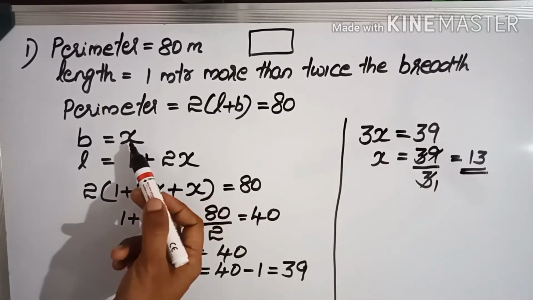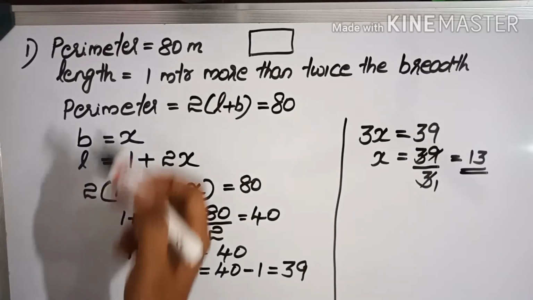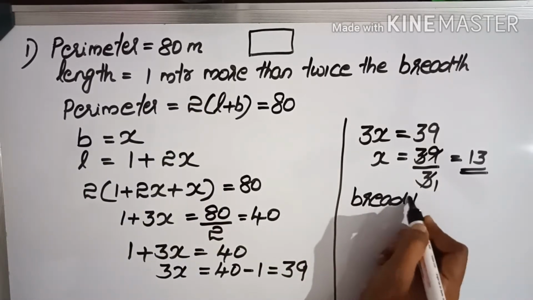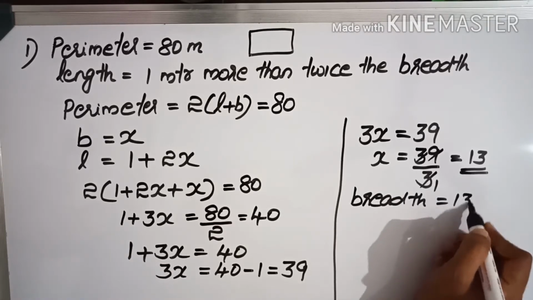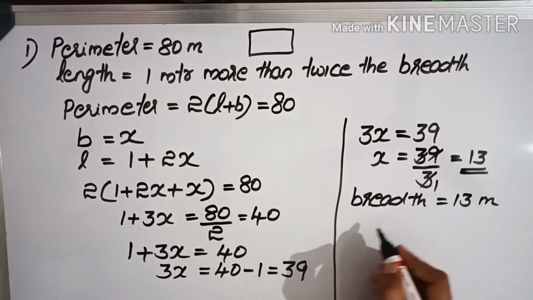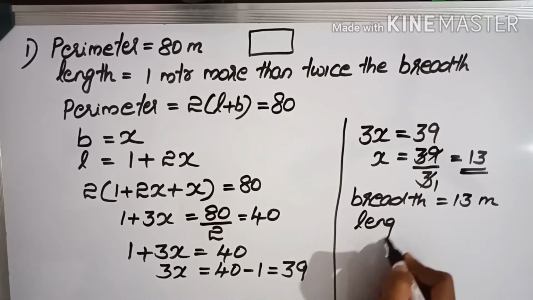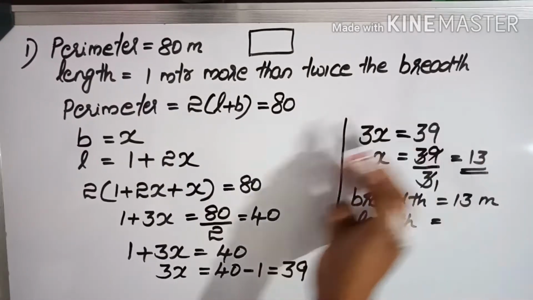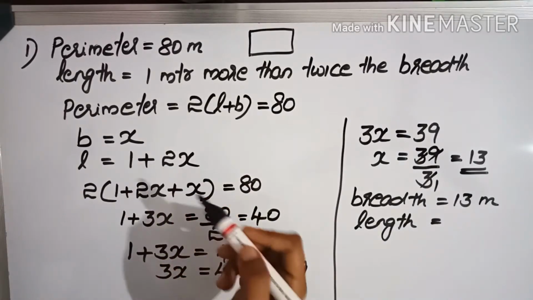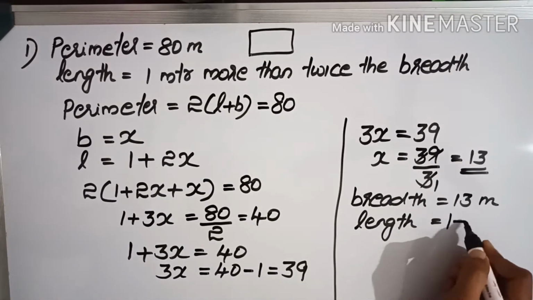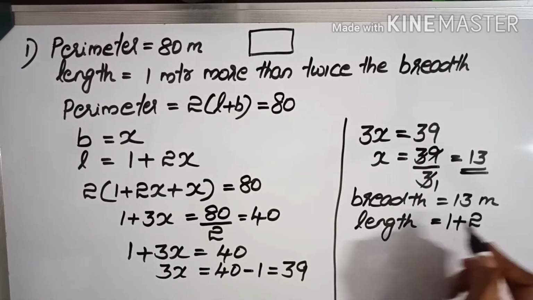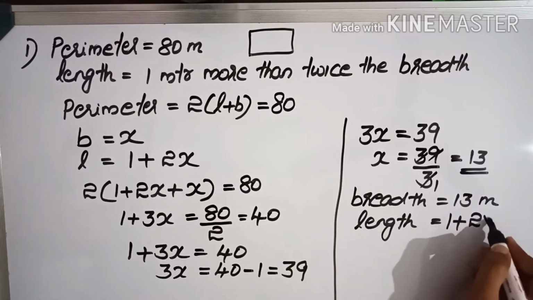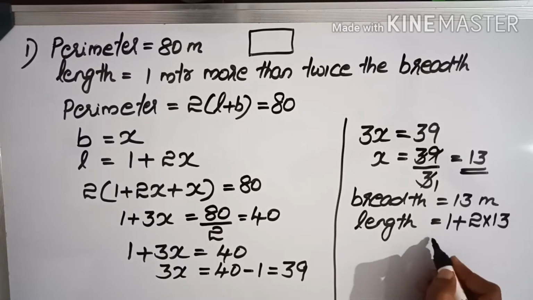x is what? We considered x as the breadth of this rectangle. So breadth equals 13 meters. Now what will be the length? Length we wrote as 1 meter more than twice the breadth, that is 1 plus 2x. So here 1 plus 2 into x. x is 13, so 2 into 13.